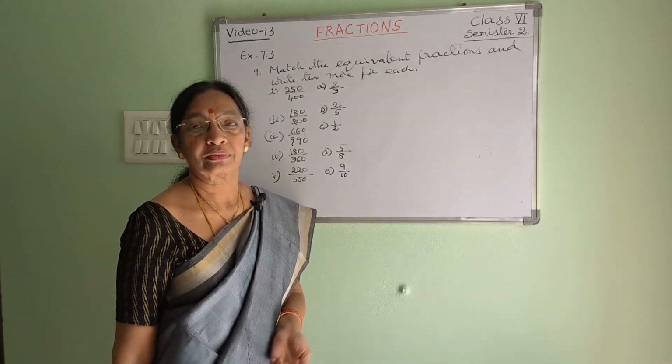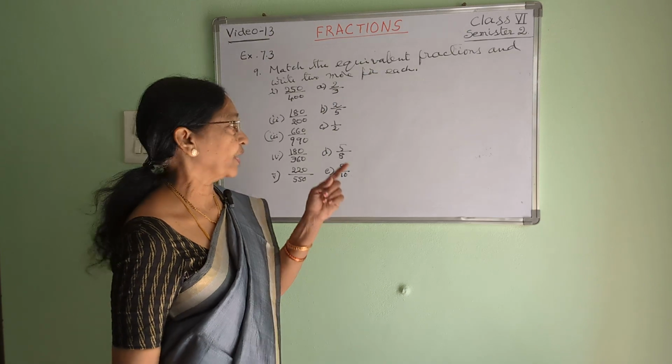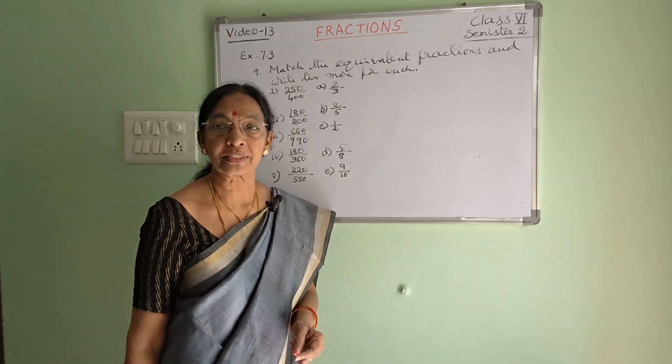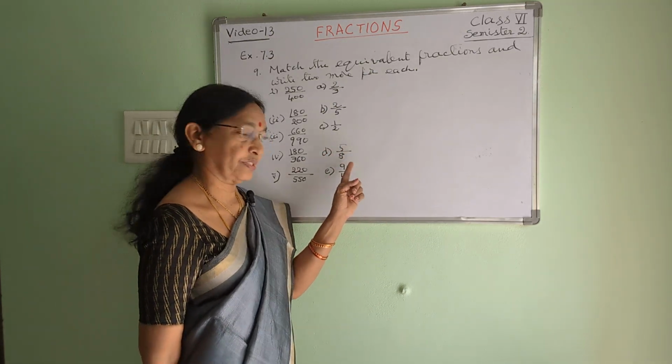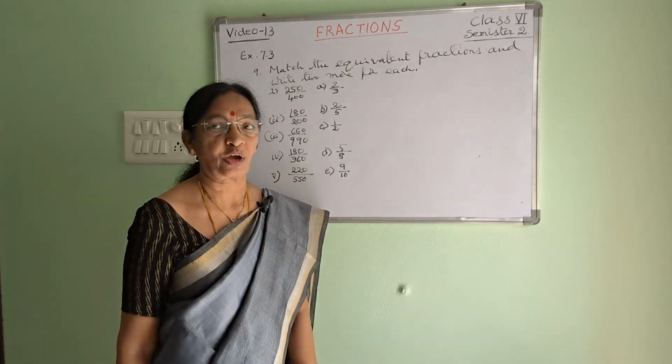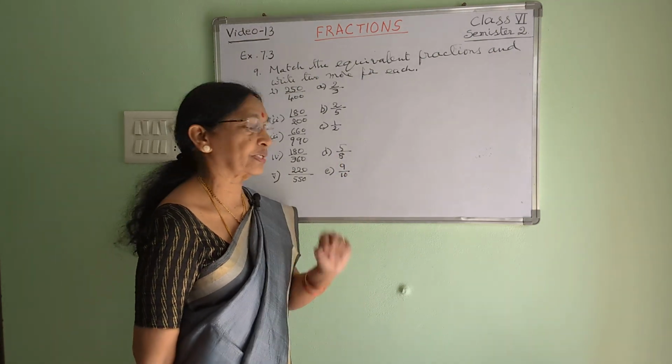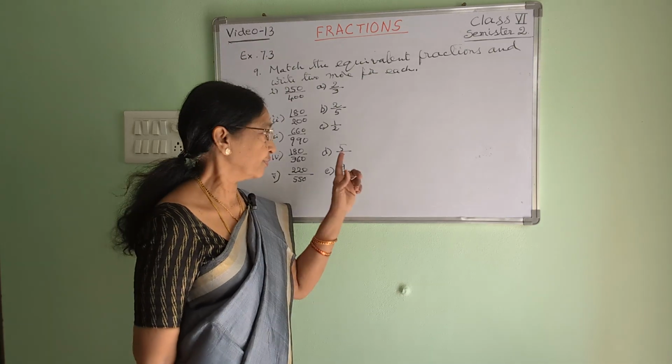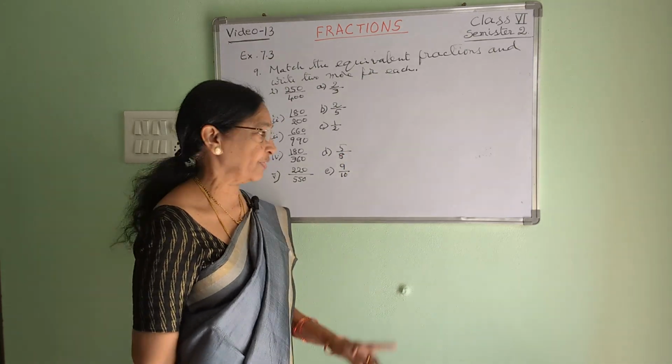1 and 2 have only 1 as common factor. Therefore, 1 by 2 is in its simplest form. 5 by 8: 5 and 8 have only 1 as common factor. Therefore, 5 by 8 is the simplest form of a fraction.